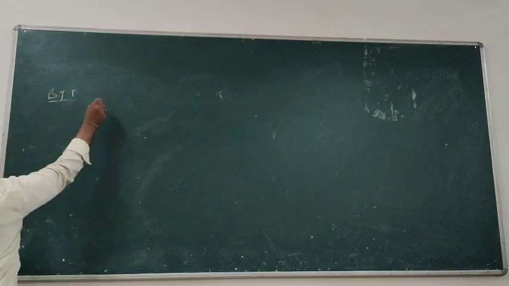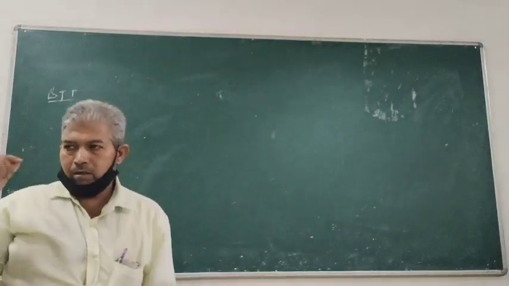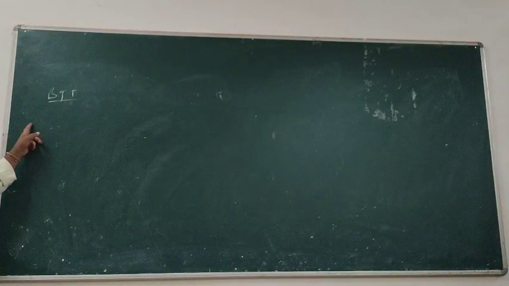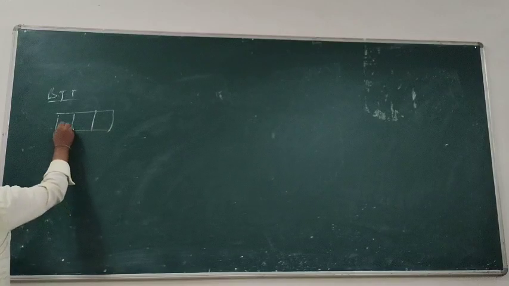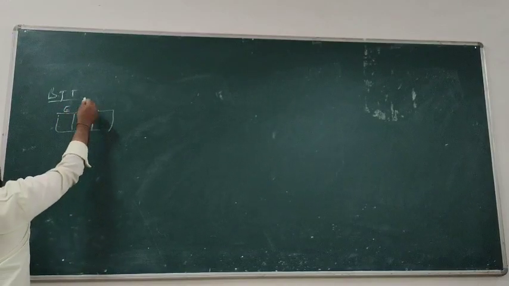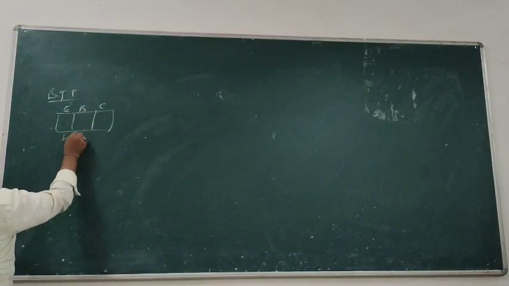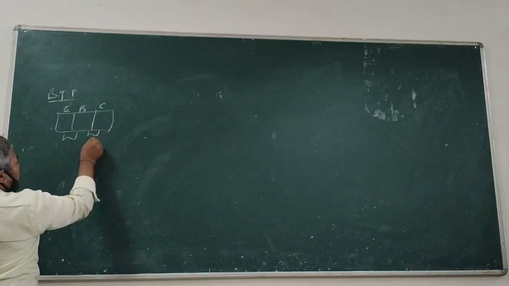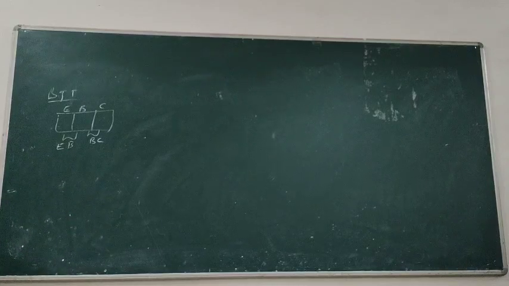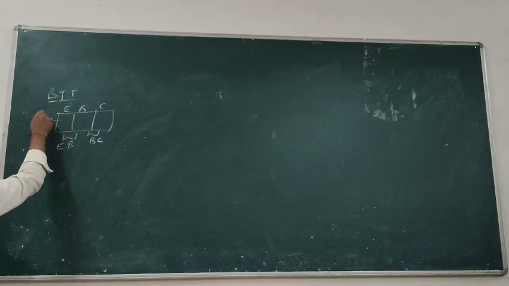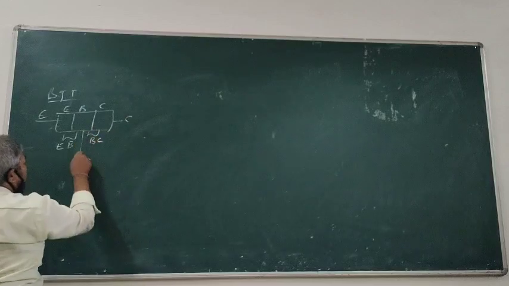BJT, bi-junction transistor. This is the first. Why is it called a bi-junction transistor? Because it has two junctions. This is emitter, base, collector. This is the emitter-base junction, and this is the base-collector junction. Clear? Here we have the emitter, the collector, and the base.